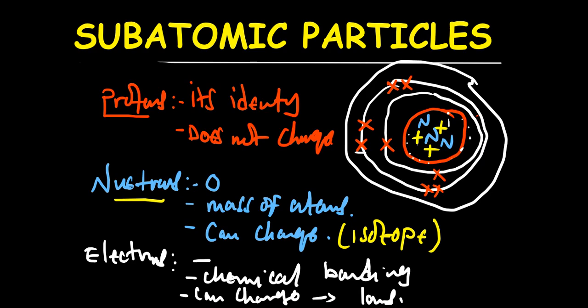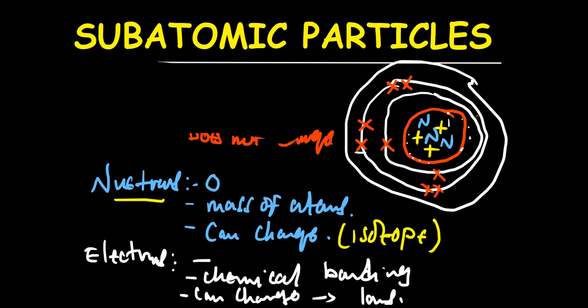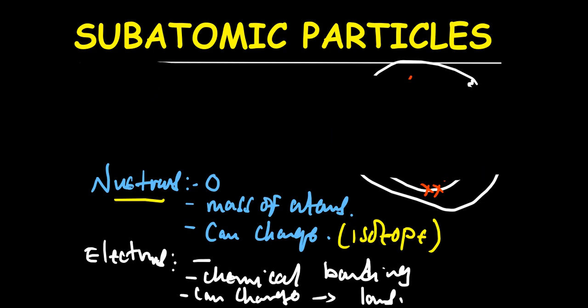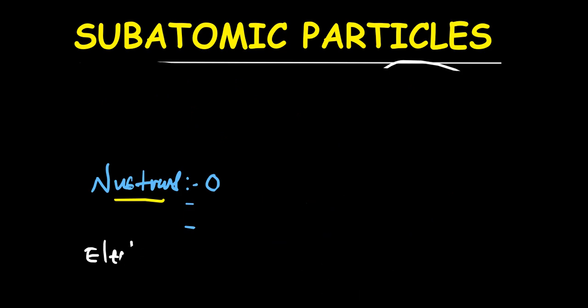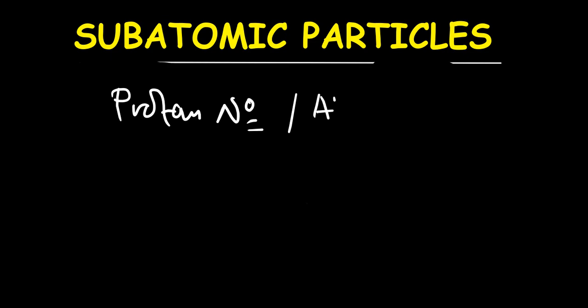All right, and then another thing that you need to know, I think I've already mentioned anyway, is that the number of protons in an atom is called what? The number of protons in an atom is called the proton number. So this proton number is also called the atomic number. So this atomic number, listen very carefully.